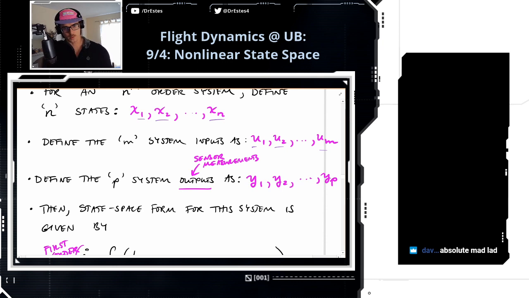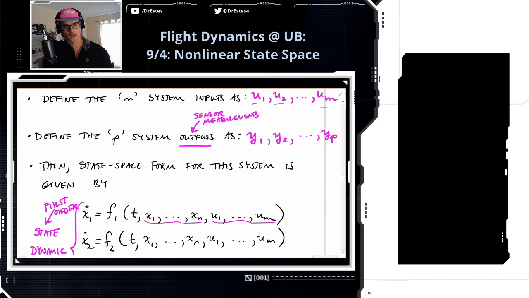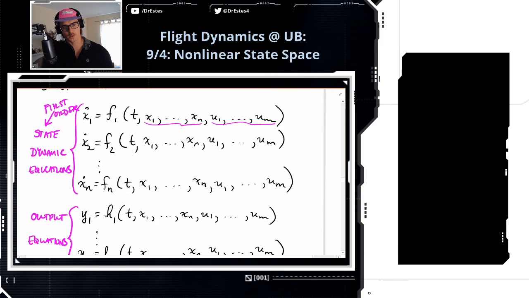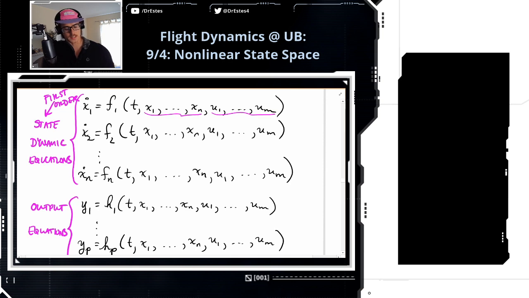So state space form fundamentally is two main sets of equations. You have the state equations, those are the ones up top. And what's special is that these are all first order. So state space is a collection of first order equations, and each of these first order equations could be a nonlinear function of time, the other states, and all of your system inputs.